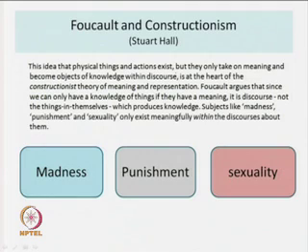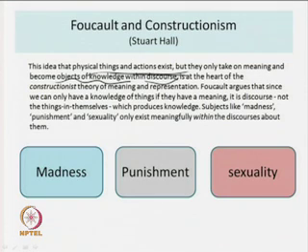This idea that physical things and actions exist, but they only take on meaning and become objects of knowledge within discourse is at the heart of the constructionist theory of meaning and representation. Let us look at this again. The idea that things and actions actually exist, but they take on meaning and they become objects of knowledge, the things that you can study as a cultural specimen, for instance. They only take on meaning and become objects of knowledge within discourse. This is at the heart of the constructionist theory of meaning and representation.